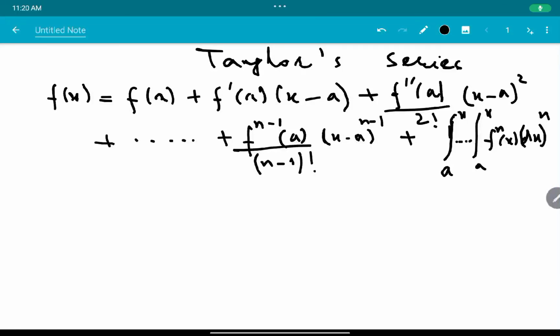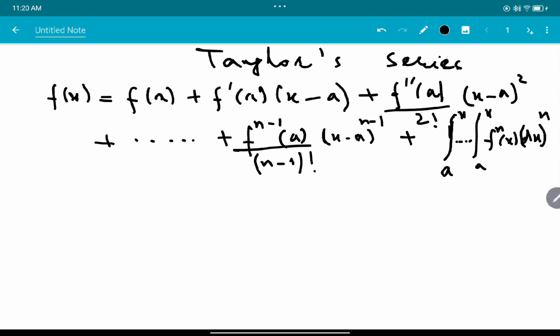So we ended our last lecture with the derivation of this expression for the Taylor series: f(x) = f(a) + f'(a)(x - a) + f''(a)/2! (x - a)^2 + ... + f^(n-1)(a)/(n-1)! (x - a)^(n-1) + the integral from a to x, n times, of f^(n)(x) dx^n.